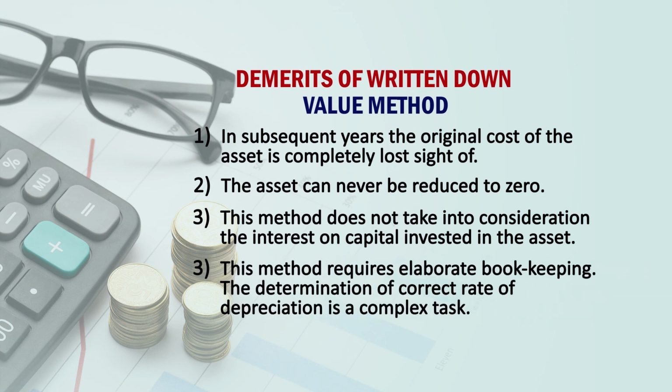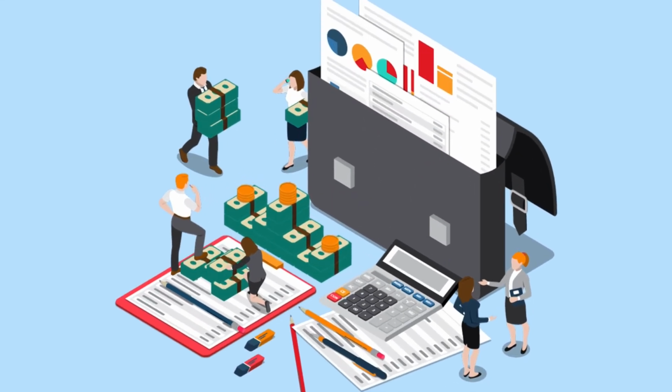Fourth, this method requires elaborate bookkeeping. The determination of the correct rate of depreciation is a complex task. If we want to know the rate of depreciation on which depreciation on the asset is charged, it is a slightly tedious job. We need expertise in order to determine the rate of depreciation under the diminishing balance method.